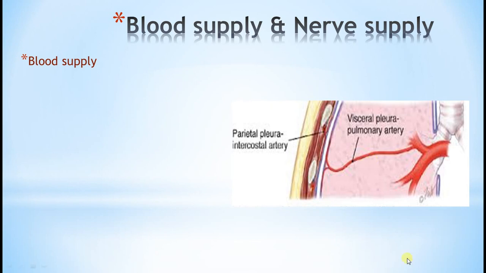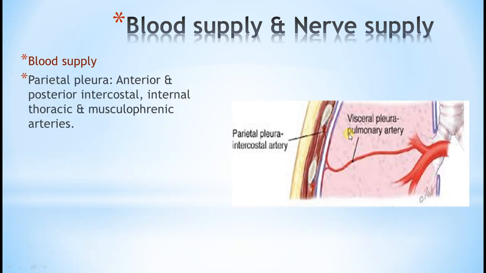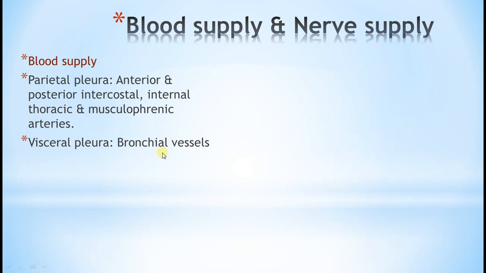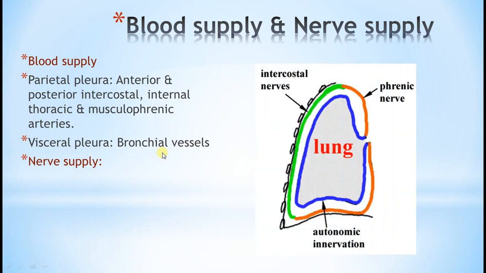Now coming to the blood supply of the pleura. The parietal pleura is mainly supplied by intercostal arteries, which supply your thoracic wall, anterior and posterior intercostal. Then internal thoracic, and musculophrenic is again a branch of the internal thoracic artery. This is for the parietal pleura. Visceral pleura is again supplied by the vessels supplying the lung, the bronchial arteries and bronchial veins.